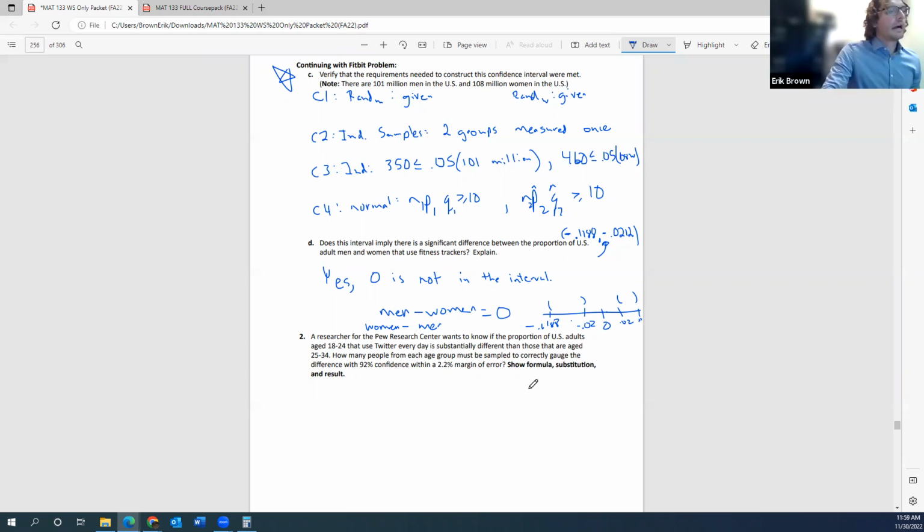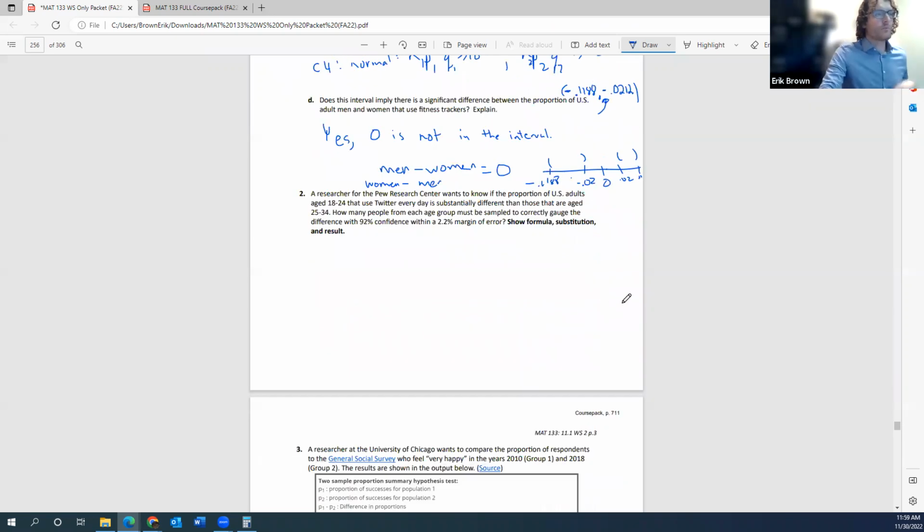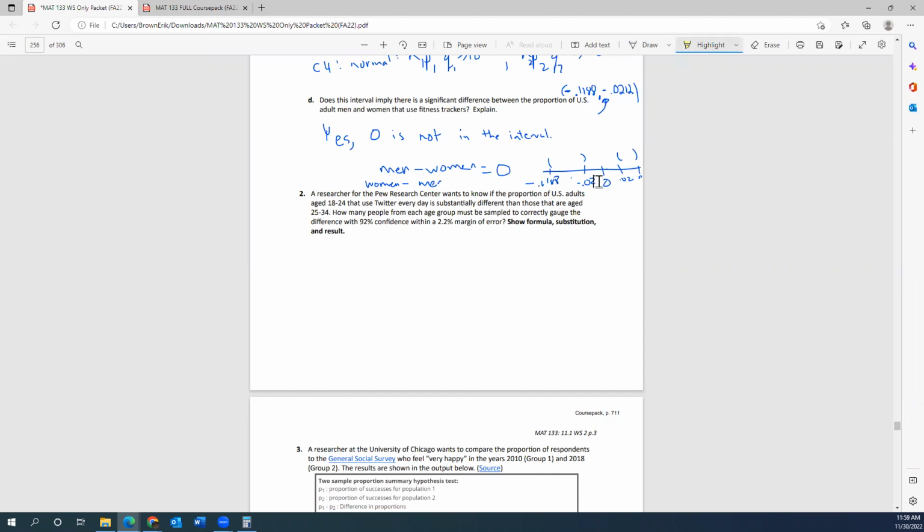Okay, how'd you do on number 2? What are you being asked to find? What's the question in number 2? What is the difference between the proportion of US people ages 18 to 24 and people 25 to 34 on how they use Twitter every day? Love it.